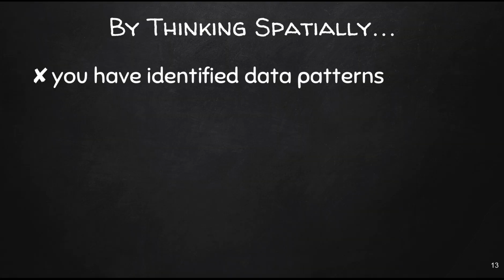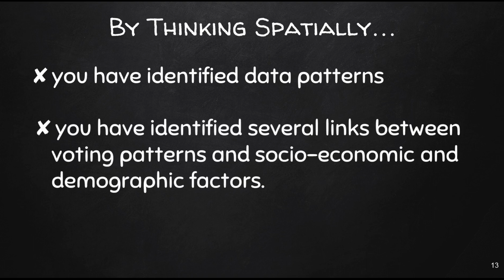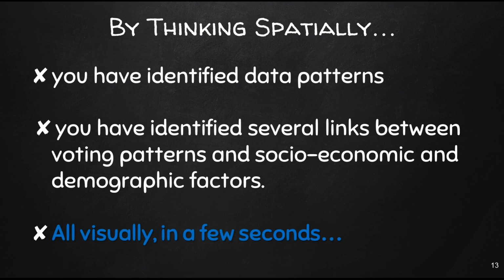So by spatial thinking, we've identified data patterns in terms of urban areas, rural areas, the coast, in terms of where people voted. You have identified several links between voting patterns and socioeconomic and demographic factors. And we did this visually in a few seconds. It didn't take long. By mapping this, we can see where people voted, we can see patterns, and we can then look at socioeconomic and demographic factors and see how they are correlated.